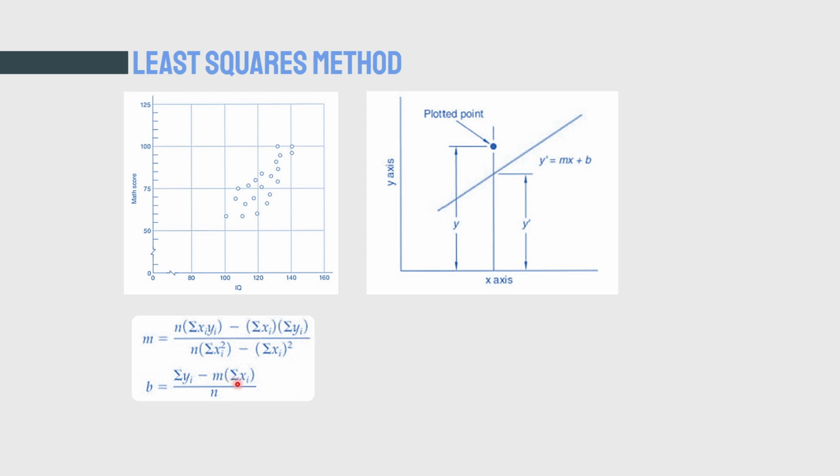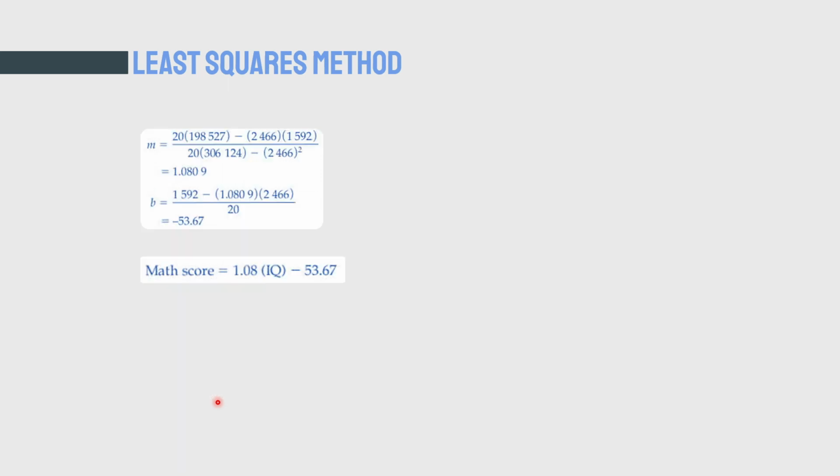Multiplied by the summation of xi, all the values of IQs will be having a summation, divided by n, which is the number of samples, which is 20 in our case. This way you found m and b, then y star would be equal to whatever value of m multiplied by x, minus the value of b, or plus the value of b.